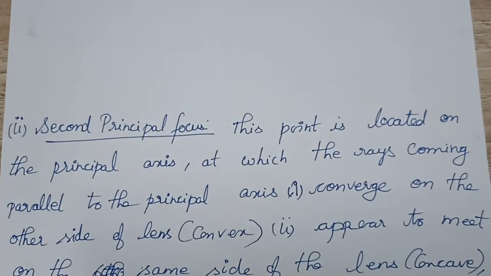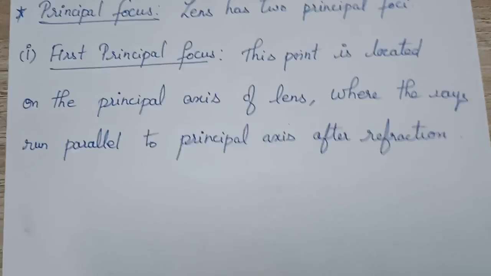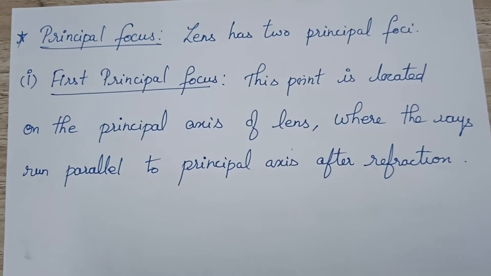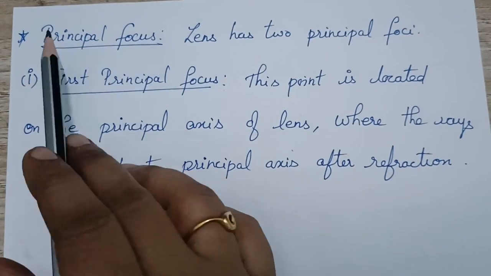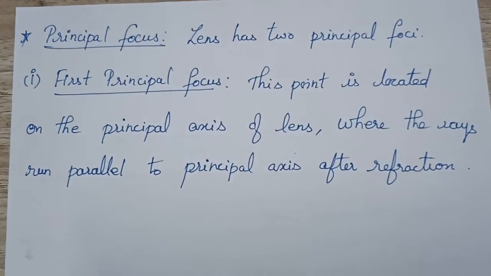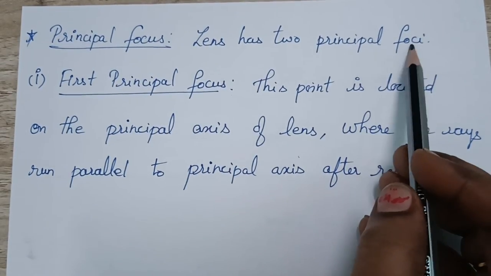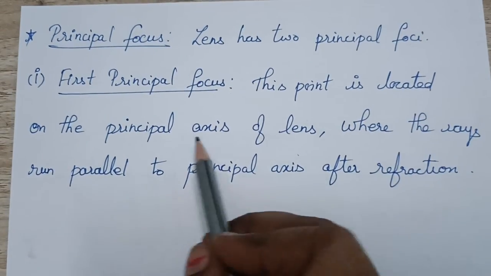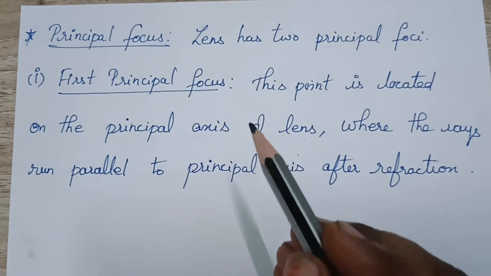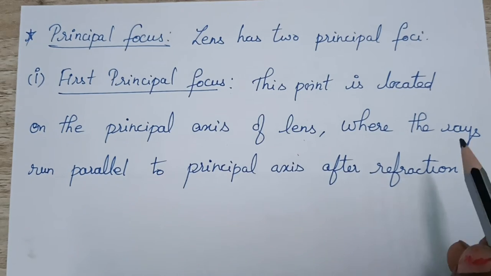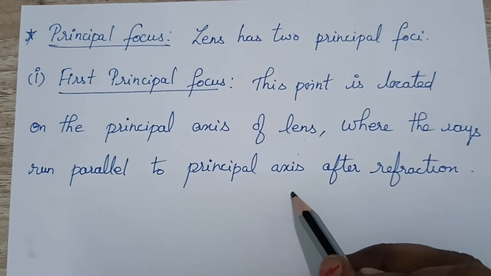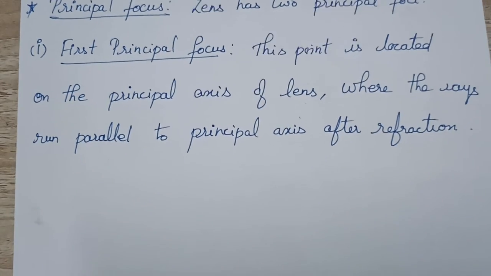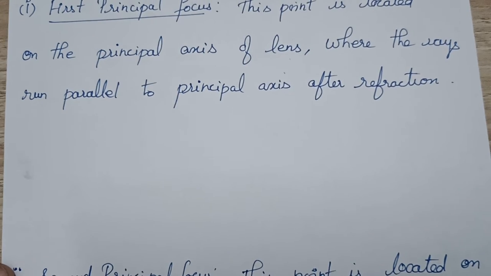Next, we move to the important terminology, that is your principal focus. We have two centers, two radii, likewise we'll have two focus points, so we'll have two focal lengths also. The lens has two principal foci, plural. First principal focus: this is a point located on the principal axis of the lens, you know the focus point will lie on the principal axis only, where the ray runs parallel to the principal axis after refraction.